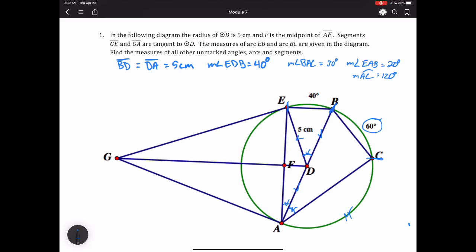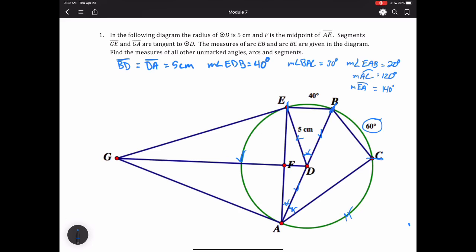Now I have just part of the arc left, right? I just have arc EA. I know that arc EA is the only thing that's left, so I can subtract all other arc measures from 360, and that should give me the measure of arc EA. So the measure of arc EA is equal to 360 minus 60 minus 120, so that puts us at 180 minus 40, and that is 140 degrees. So the measure of arc EA is 140 degrees. So we've got that squared away now.